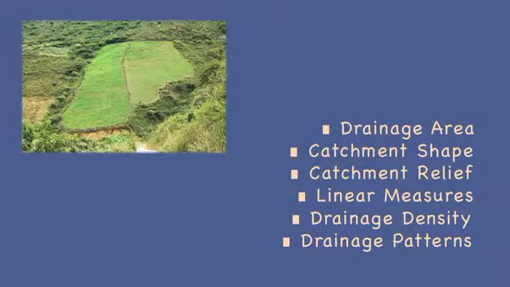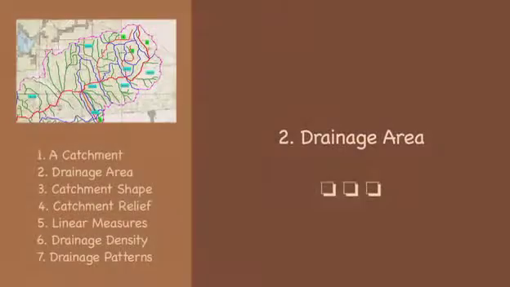The hydrologic characteristics of catchments are described in terms of the following properties: drainage area, catchment shape, catchment relief, linear measures, drainage density, drainage patterns. Drainage area determines the potential runoff volume, provided the storm covers the entire area. The larger the catchment, the less likely it is that a storm will cover the entire area.